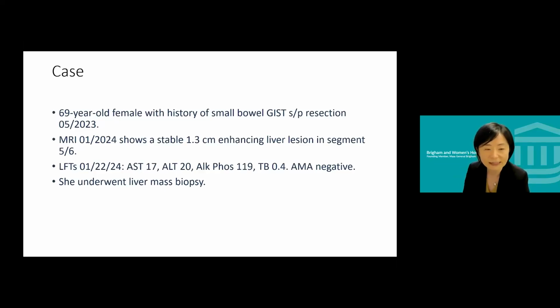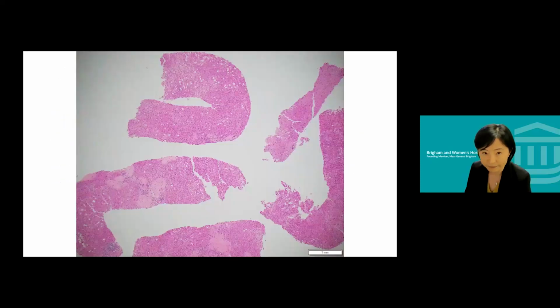So the next case is a 69-year-old woman who had a history of GIST and had a resection, and the recent MRI showed a stable 1.3 cm enhancing liver lesion in segment 5-6. Her liver function tests are within normal limits. She had a negative AMA. She underwent a biopsy for her liver mass, which is shown here.